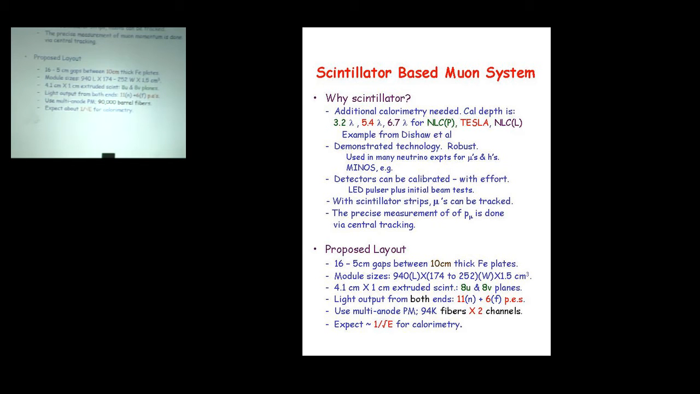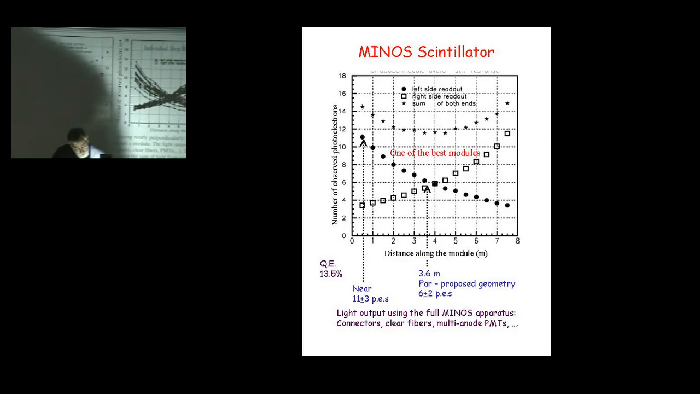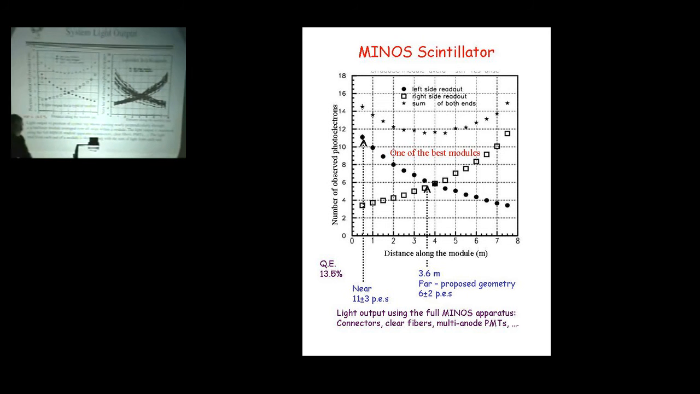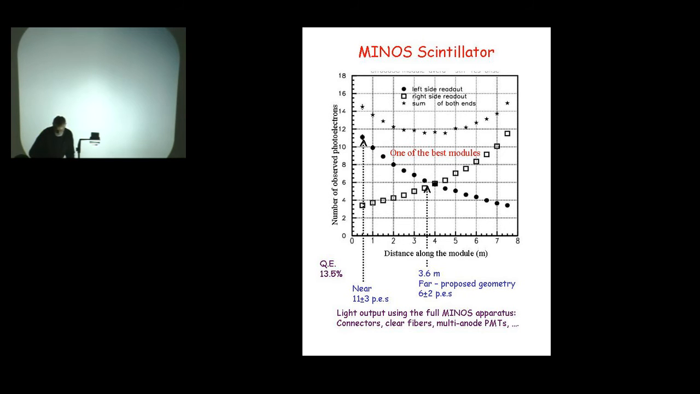Now, you get then light out of the scintillator strips from both ends, and if you look at the number of photoelectrons, this is the plot from Minos. Minos uses exactly this stuff which is going around. That's why it exists. Then the maximum length of the strips in this case was 3.6 meters. So at the far end, you get 6 photoelectrons, and at the near end, you get 11. So you get between 6 and 11 photoelectrons. So on average, you've got a fair number, and it looks entirely doable.